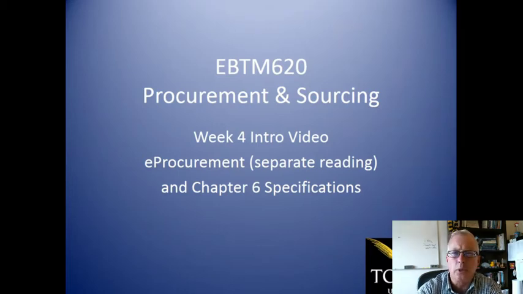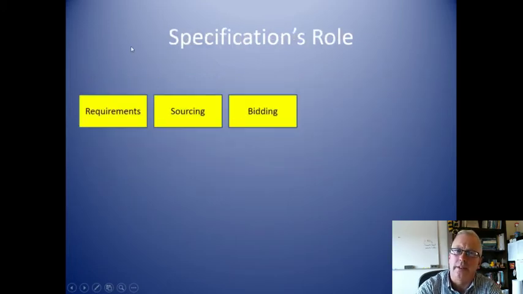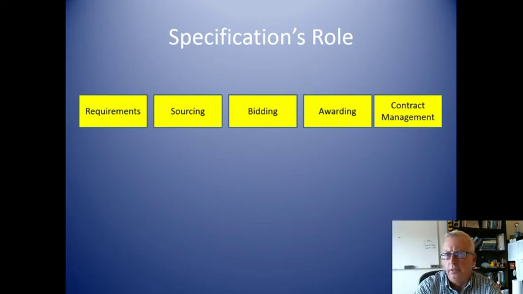We have two topics we're going to blend together this week: e-procurement, using some separate readings, and then the use of specifications, which comes from chapter 6. So let me give you a little bit of an overview so you know what to expect as we head into this. Keep in mind the 5-step procurement process that we've talked about previously.